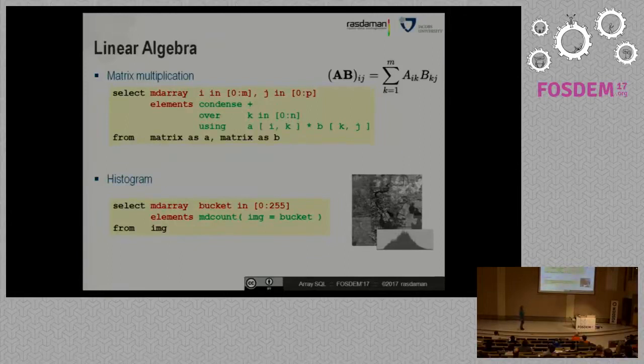The second example shows a histogram, which is, again, the same structure. You have the red establishing of a new array, which in this case happens to be one-dimensional, 256 buckets. And you have the green part, which is the aggregation part.